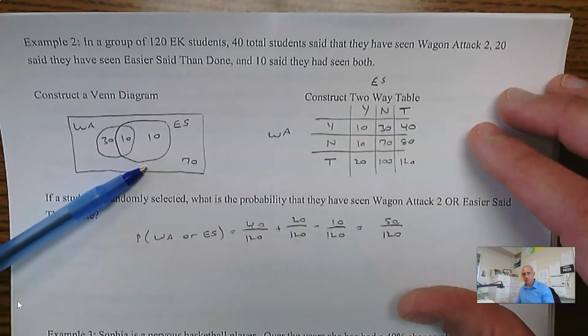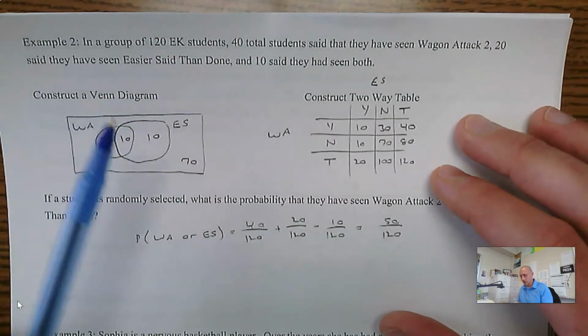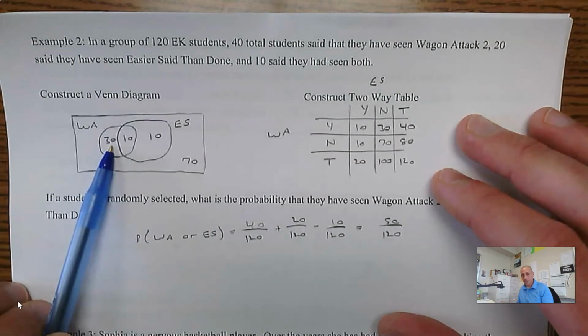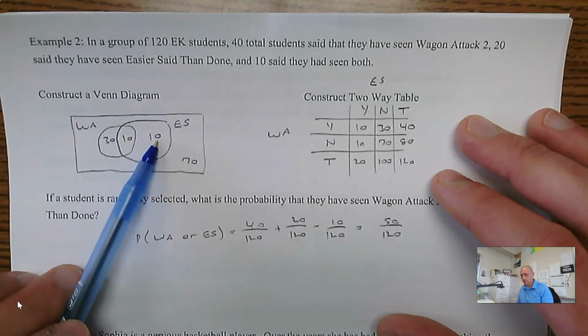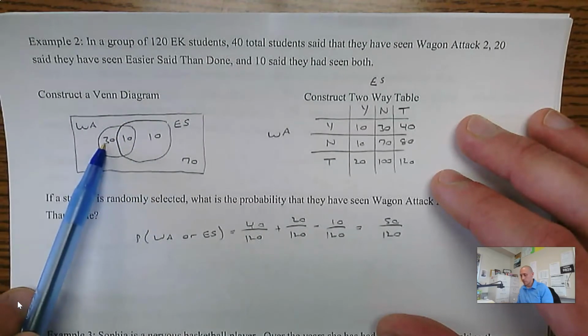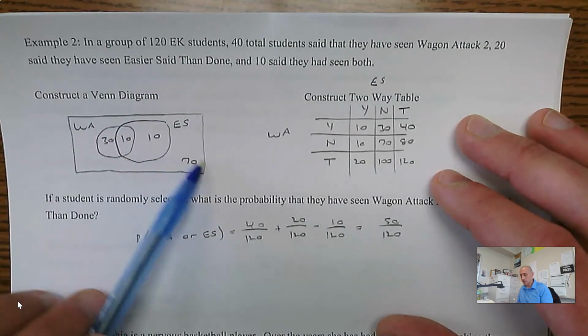And 40 had seen that, 20 have seen this, and 10 had seen both. So here's your Venn diagram. One of the things you have to remember to do is subtract the overlap. So the Wagon Attack is just 30 plus the 10 overlap. That's where the 40 comes from. And the 10 plus 10 is the 20. So 30, 40, 50, there's 120 total. So that's where the 70 comes from.